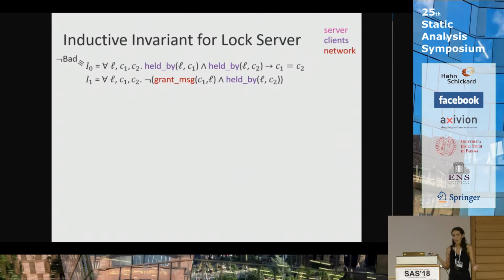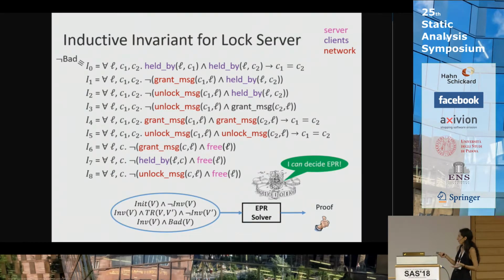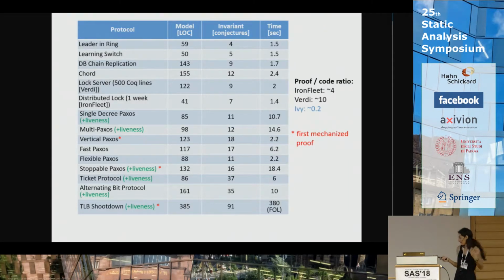And now we can try again and ask, is this now an inductive invariant? We can ask IV. IV will again give us a counterexample to induction because it's still not inductive. And we can go on until we get an inductive invariant. And when we look at all these conjectures together, the conjunction of them, this is an inductive invariant, and we manage to verify. Okay, and we can do this again using a decision procedure, an EPR solver.